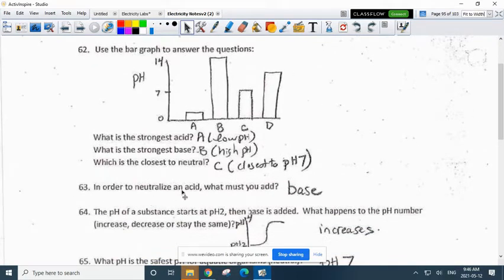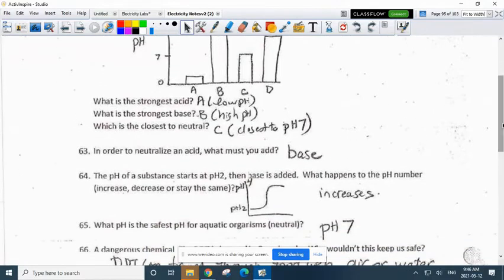In order to neutralize an acid, what do you have to add? That's easy, base. If the pH starts at 2, and then a base is added, what happens to the pH number? Does it increase, decrease, or stay the same? So here you're adding a base, right? So it'll neutralize at 7, and then it'll go up here maybe around 13. So the pH increases as you add that base.